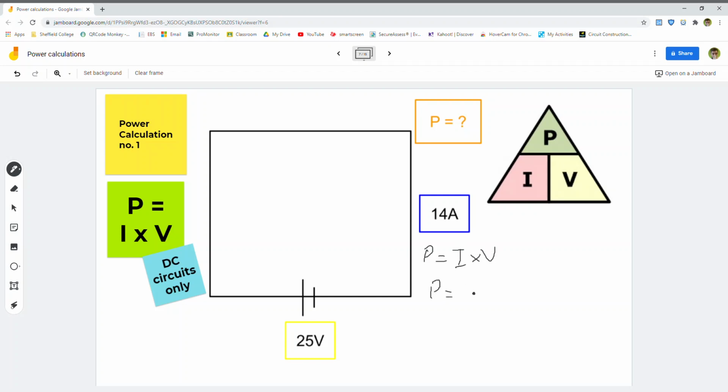P equals I, which is our 14 amps, times V, which is our 25 volts. P equals, so we're just timesing those together, and that is giving us 350, and we are measuring it in watts. 350 watts of power is being consumed, being dissipated by that circuit. So that's the first calculation, and this one only really applies to DC circuits, so circuits with a direct current such as a battery or a solar panel or something like that.